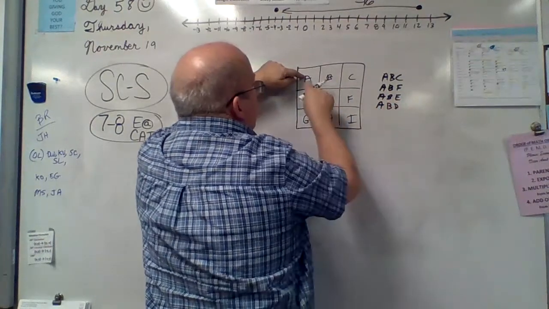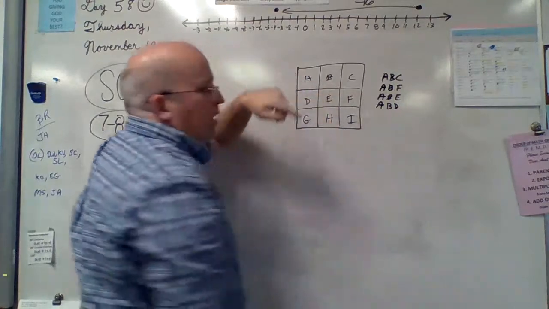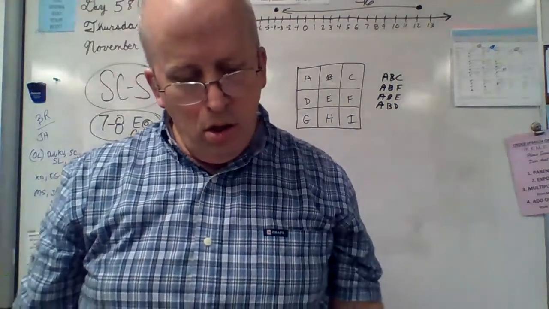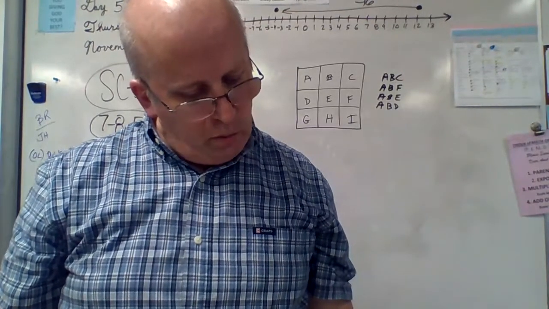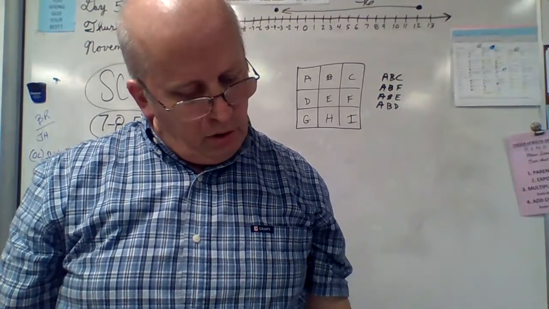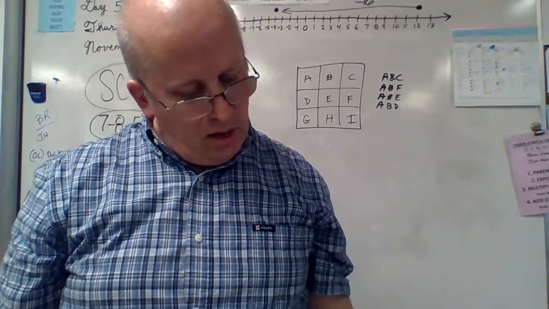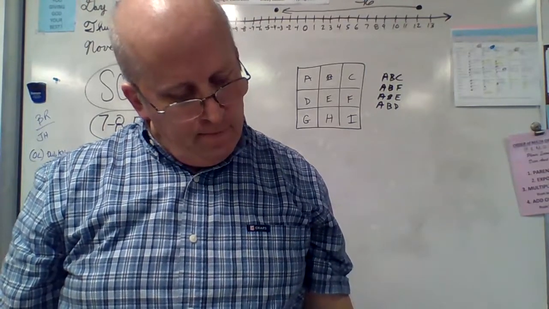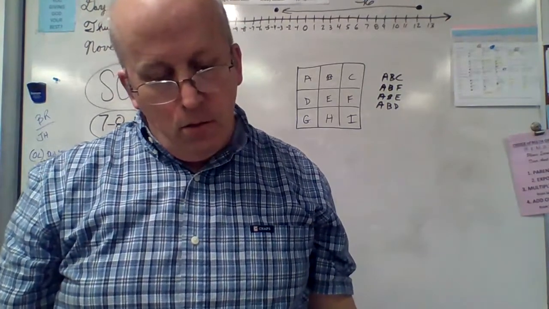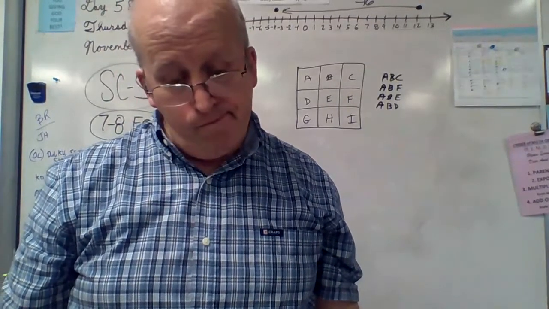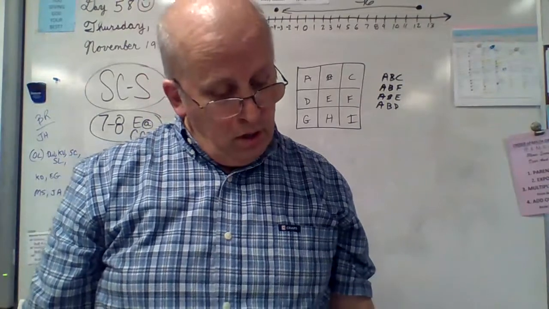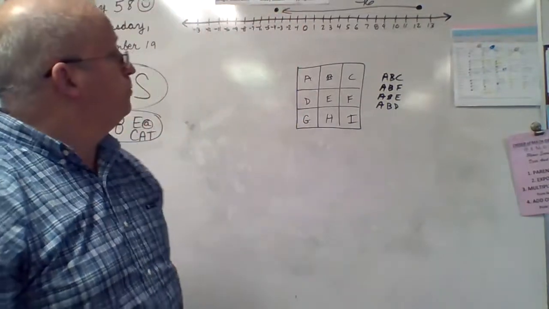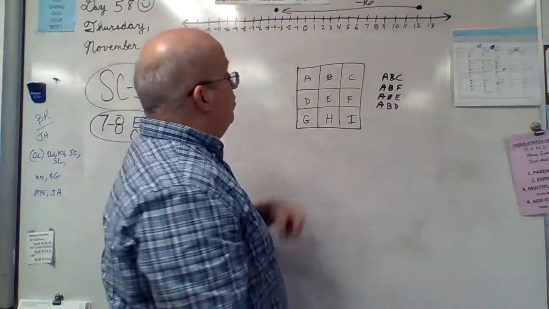Now here's a question. Can I go AB and then back to A again? Am I allowed to do that? What do you think? Look at the rules. Am I allowed to go ABA? The rules don't specifically say, but I'm going to tell you, don't do it. Don't go back to A. Okay, so that's four ways of doing this.